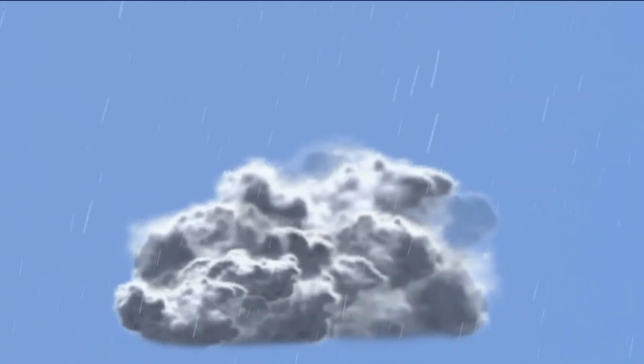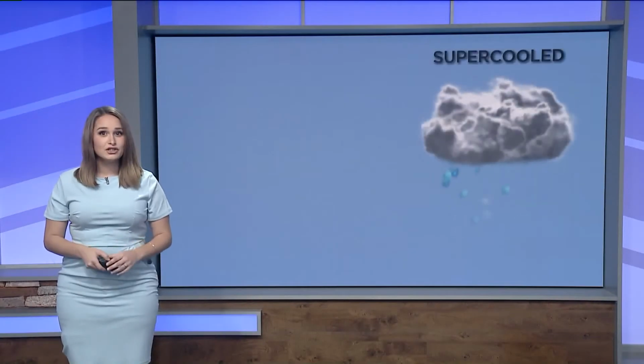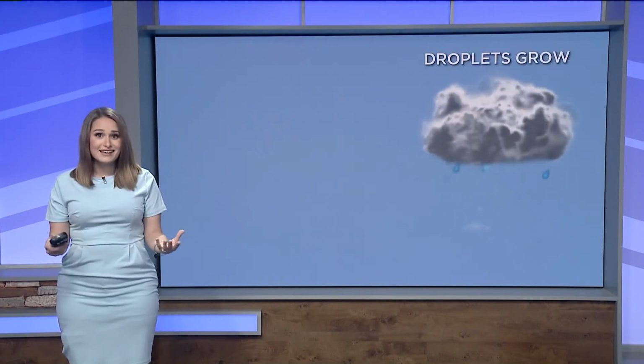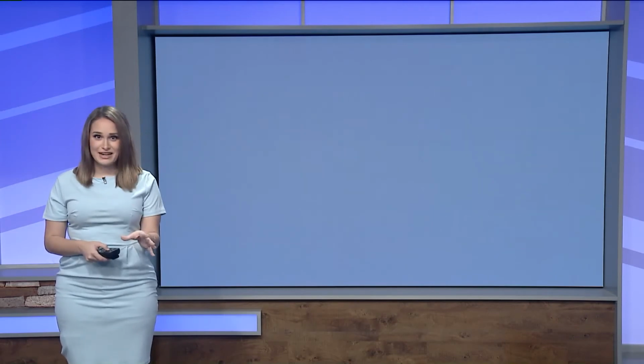That was a simple example explaining how it rained, but I want to go deeper inside this cloud. We're going to talk about some cloud physics. One process allows precipitation to form under supercooled conditions. This is called the Bergeron process. Now another process actually allows water droplets to grow in size. Now this is called collision and coalescence. I'm going to break this down for you.